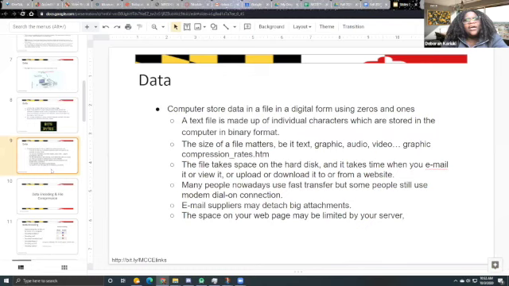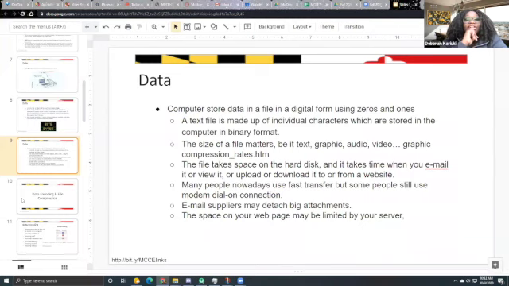So computers store data in a file in digital form using zeros and ones, as we talked about. And a text file is made up of individual characters, which are stored in the computer in binary form. So even characters, not only the numbers, get converted into zeros and ones. The size of a file matters, that is text, graphic, audio, video, graphic compression. And the ETS practice exam does require you to know a little bit of that information, so we will talk about that next week.